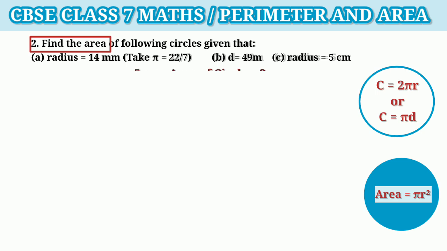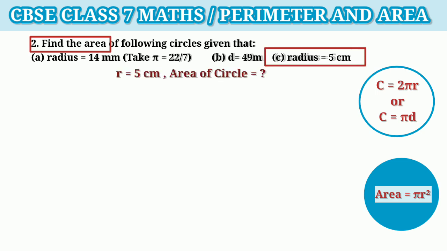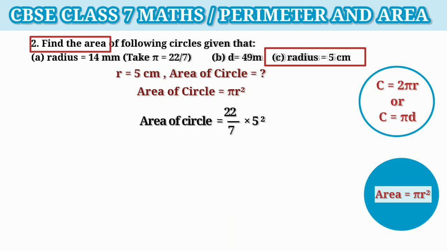Radius given in the third sub question is 5 centimeter. We have to find the area of the circle, and the formula we will use is area of circle equals pi r square. Let us substitute the values of pi and radius. Area of circle equals 22 by 7 into 5 square. That becomes 22 by 7 into 25.